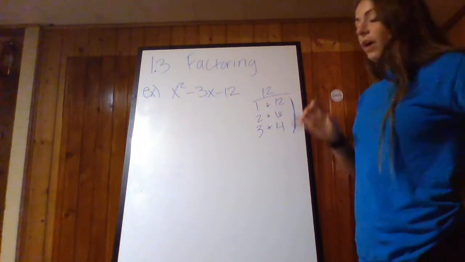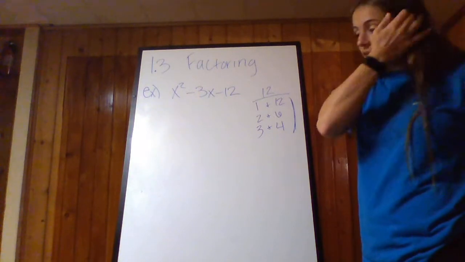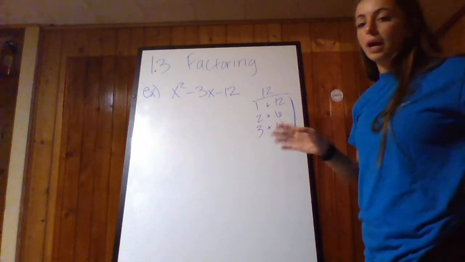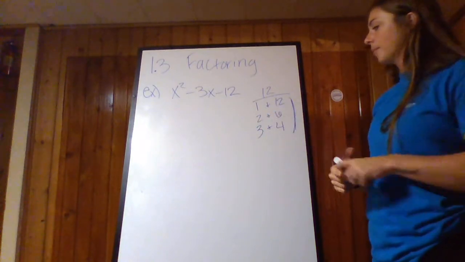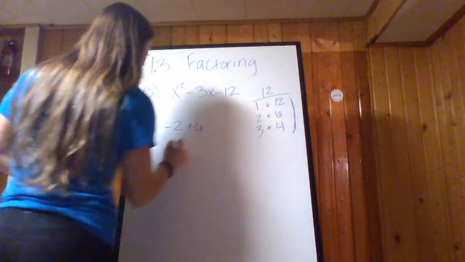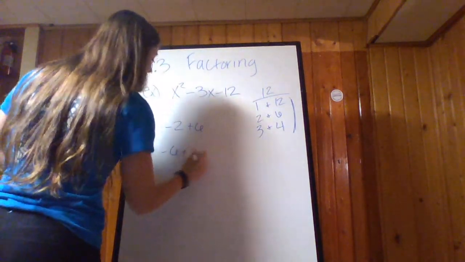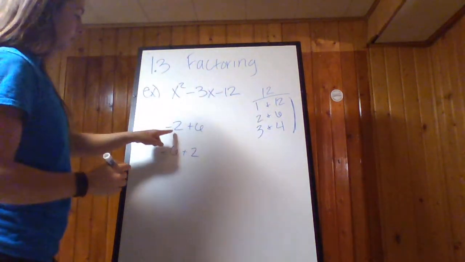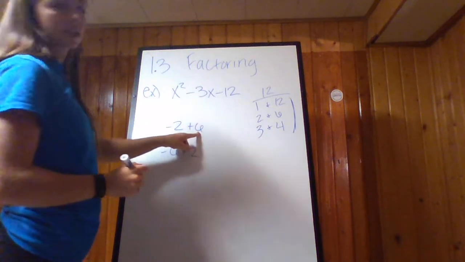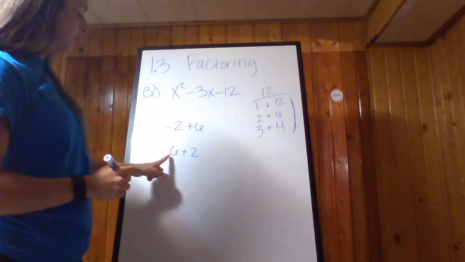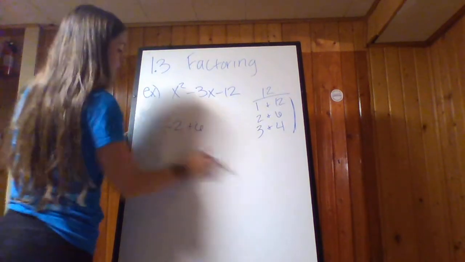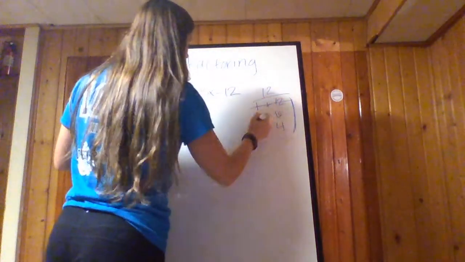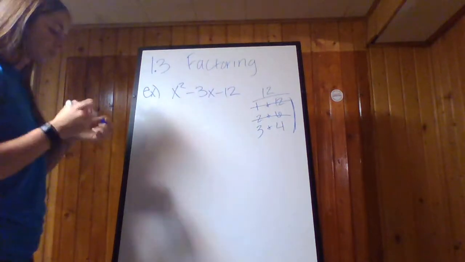Will 1 and 12 ever get me down to a -3? Never, ever, ever, no matter what kind of combination I use. What about 2 and 6? Okay, let's try a -2, +6, or a -6, +2. -2, +6 is +4, -6, +2, that's -4. So those aren't working. So I've scratched that out, I've scratched that out.